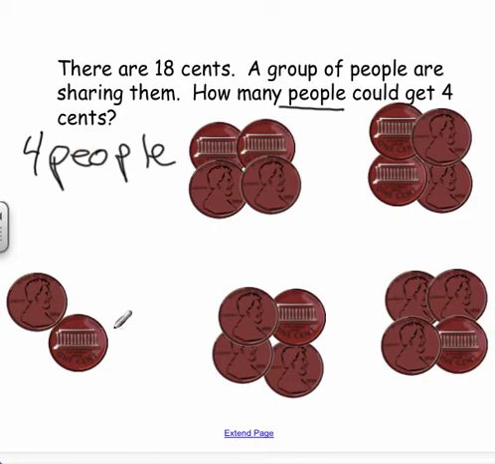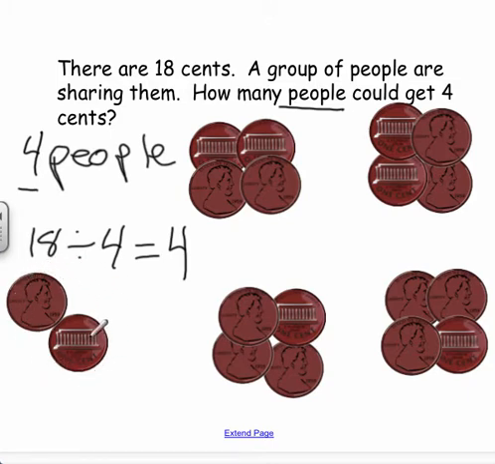Now, let's go back to these 2 pennies down here. If I were writing a number model, I would want to write what I started with, 18 divided by the 4 cents that each person got would equal my answer of 4. But then I also need to include these 2 pennies over here if I'm doing a division number model.